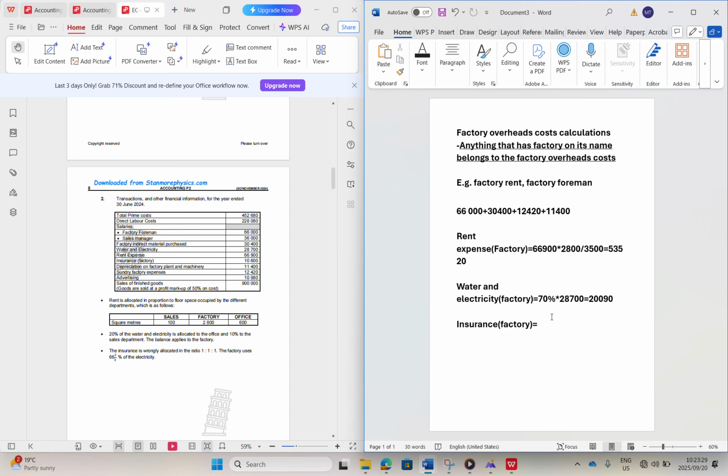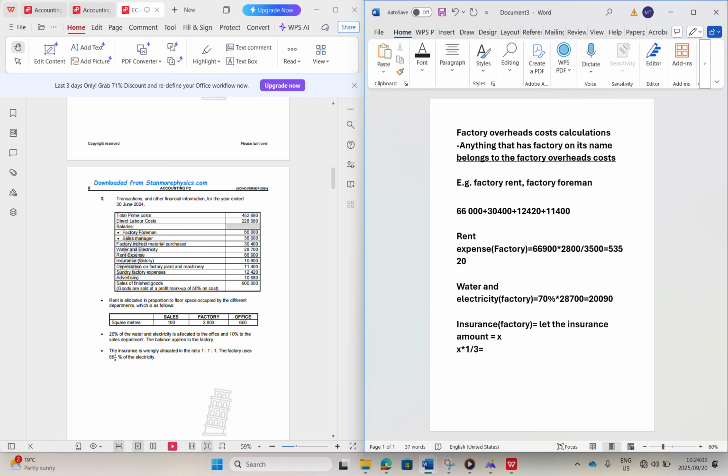So they took the insurance amount. I don't know the insurance amount. Let's say, let the insurance amount equal x. So they did something like this. They said x multiplied by 1 over 3 because of the ratios.